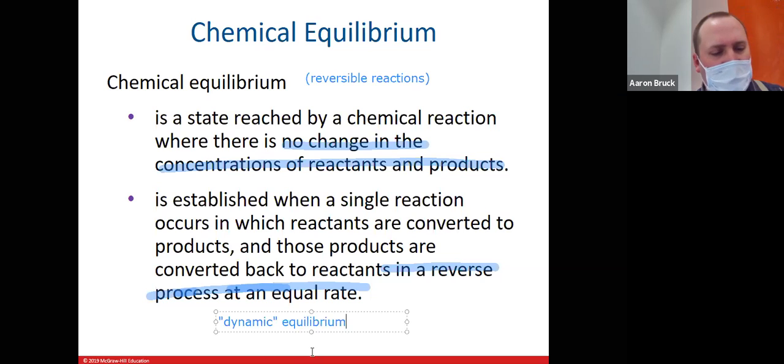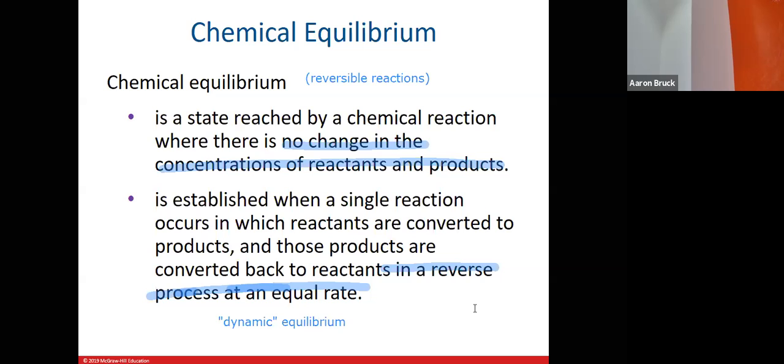And so for that reason, chemical equilibrium is referred to as a dynamic equilibrium state, meaning that it is showing equilibrium, but the processes involved are still in motion. This is different from something like a static equilibrium.